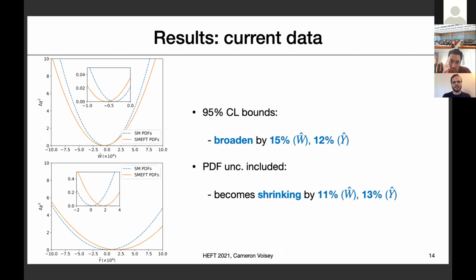We find that we get a sort of 10 to 15% broadening of the 95% confidence interval bounds. But when we include PDF uncertainties on the blue curves, so on the standard model PDF set results, this becomes a slight shrinking. So although we can see visually some effect, this effect is within PDF uncertainties.